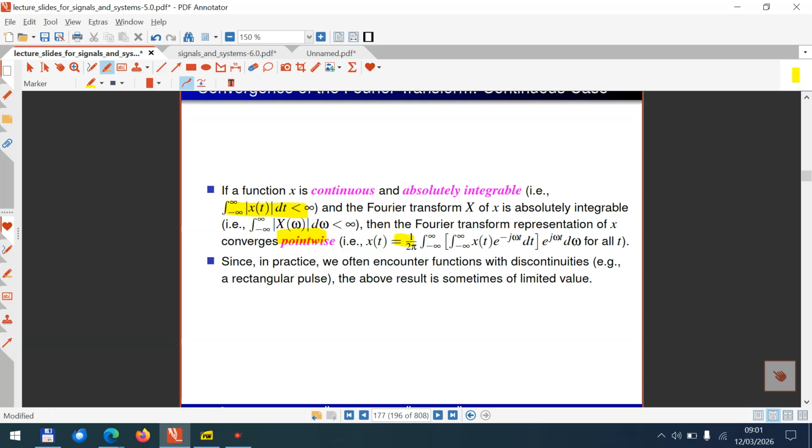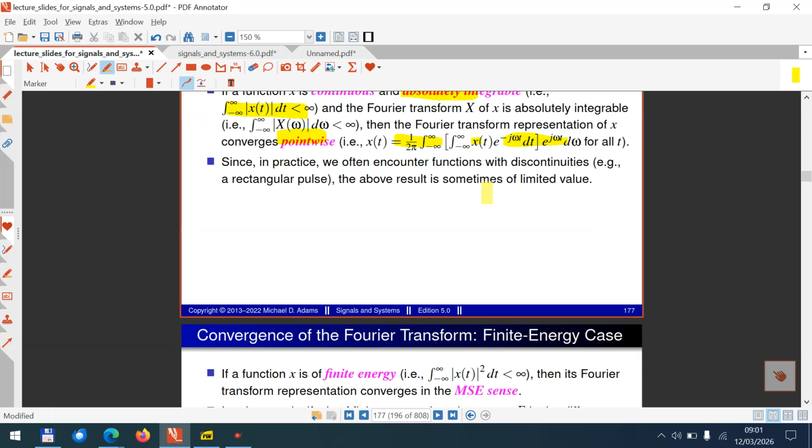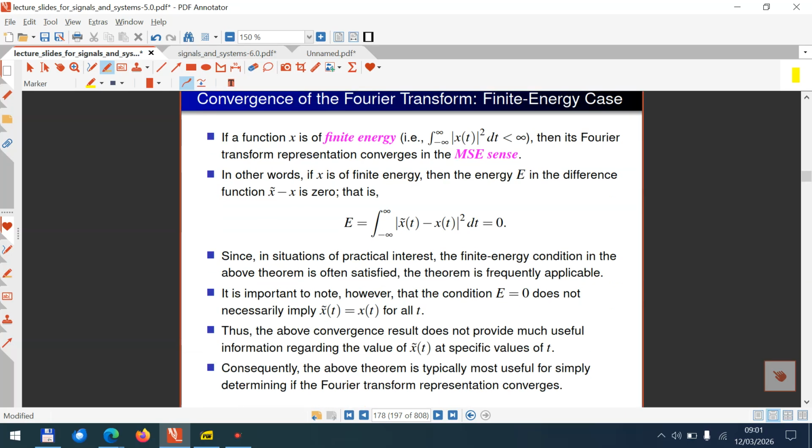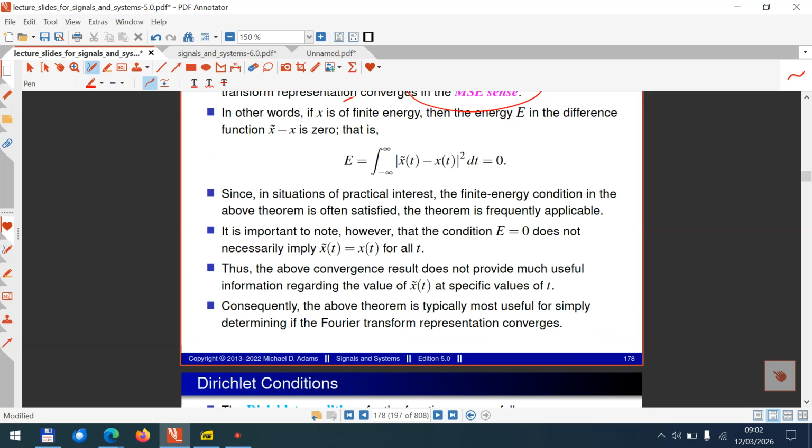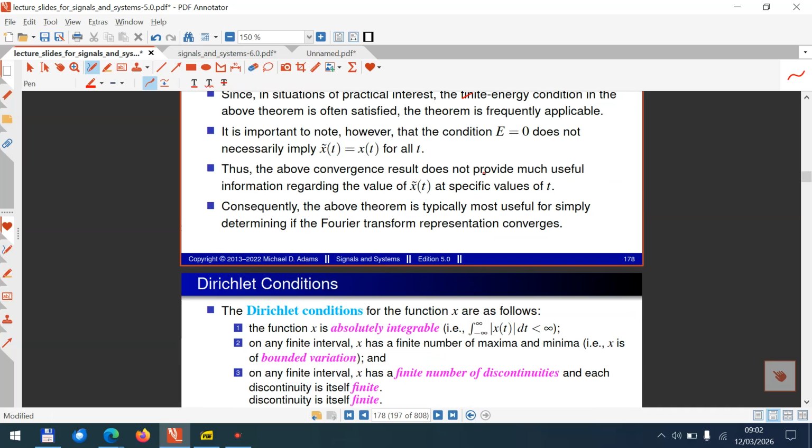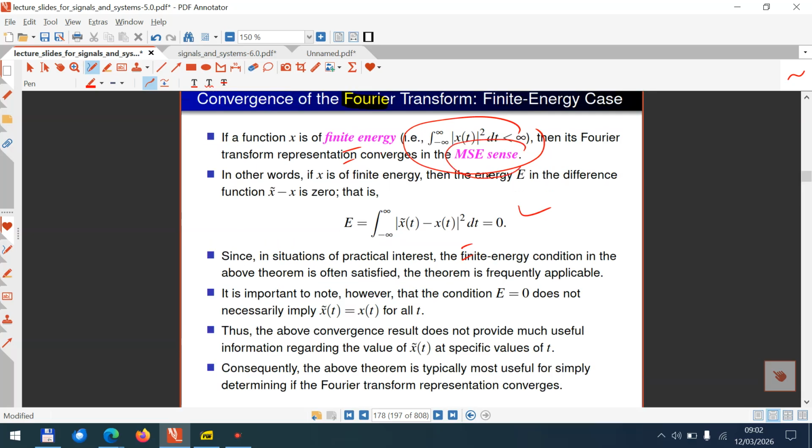Point-wise convergence is only possible if you have absolutely integrable functions. When the functions are not integrable, the trick we used is delta, which works everywhere. But normally, for the classical transform or for the Riemann sum, you look for this finite energy condition. The energy must be finite if you want a classical traditional Fourier transform. So the convergence will be in the mean squared error sense, but that is something we already know.